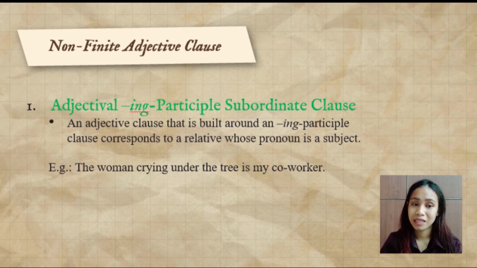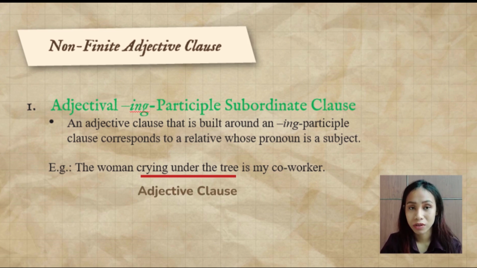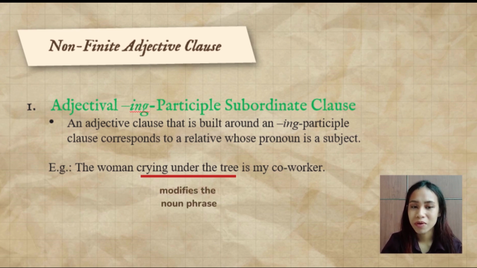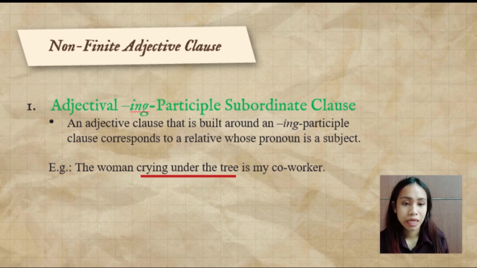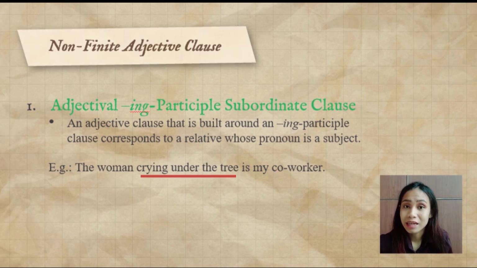As you can see here, the words crying under the tree are an adjective clause. In other words, it modifies the noun phrase, which is the woman. The clause crying under the tree can be interpreted as who is crying.